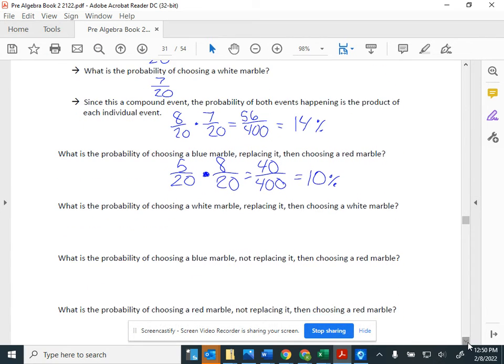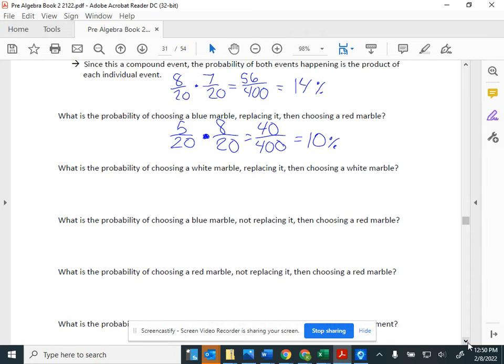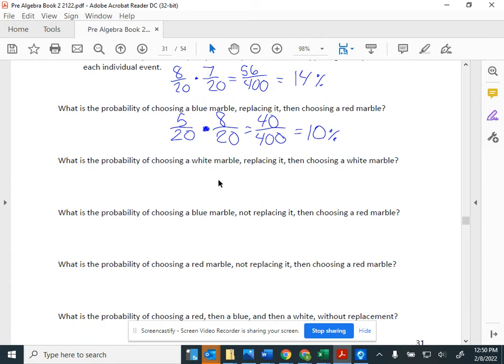So let's skip, okay, so here's our first not replacing it. Let's do one more replacing it, and then we'll do that one. So I don't like to leave ones blank. So what's the probability of choosing a white, replacing it, then choosing a white? How would I write that out?